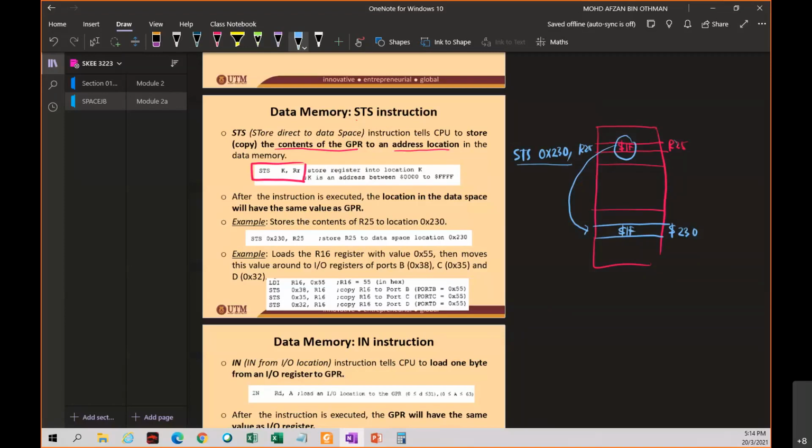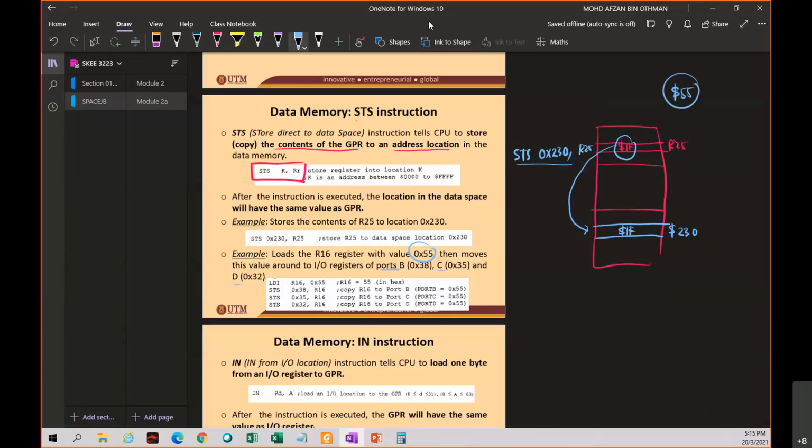Okay, another example. Load the R16 register with a value of 55, then move this value around I/O register port B, port C, and port D. Okay, now dia dah jadi makin kompleks. Okay, kamu ada value 55. Kamu nak hantar dia ke port B, port C, and port D register. So, how to do that? Macam mana? Okay, so nombor 55. So, 55, this is immediate value.